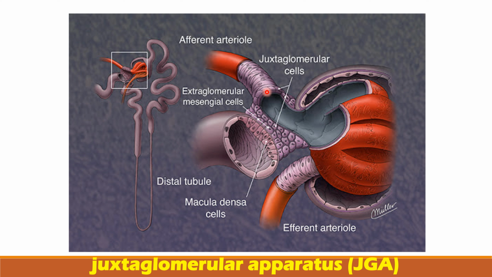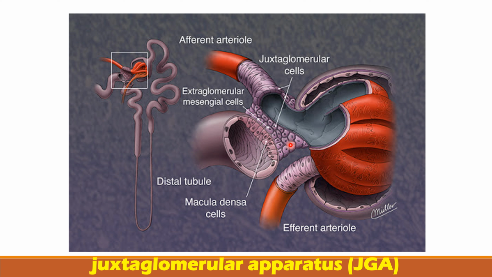The next component of this apparatus is the juxtaglomerular cells. Juxtaglomerular cells are special modified cells in the wall of the afferent arterioles. They are concerned with secretion of a special hormone known as renin. Some physiologists add a third type of cell to this apparatus, which is known as extraglomerular mesangial cells.